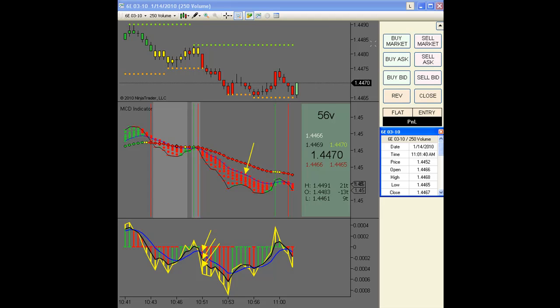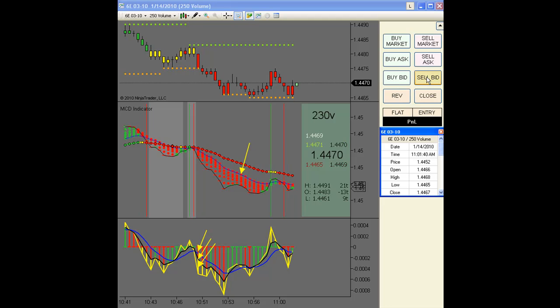Again, if we're taking a short here, we're going to sell the bid. Again, you can do market, sell the ask, or sell the bid. Remember, the ask is going to be one tick above the current price. Bid is usually at the current price as a limit order. But usually your problem in getting into trades is not necessarily how you're getting in, it's when you're getting in, typically.